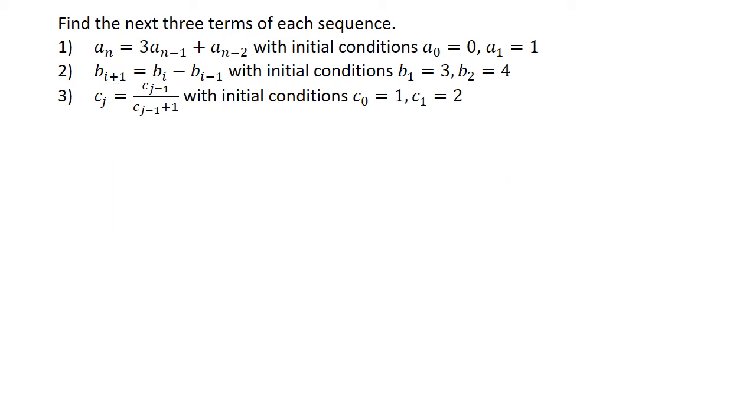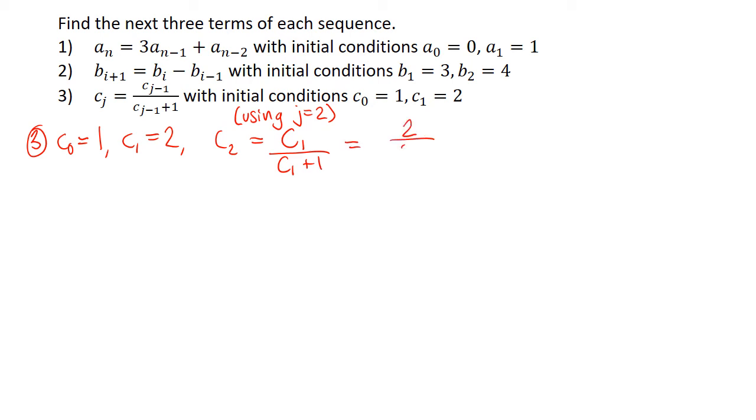Okay, so number 3. All right, so they gave me C0 is 1, C1 is 2, and so for C2, we're going to need to plug in j equals 2. So on the left hand side, I have just c j, so I can use j equals 2. Okay, so then this is going to be, let's see, j minus 1 is 1, so that'll be c1. And then on the bottom, j minus 1 again, so that's c1 again, plus 1. So c1 was 2, so this will be 2 over 2 plus 1, which is 2/3.